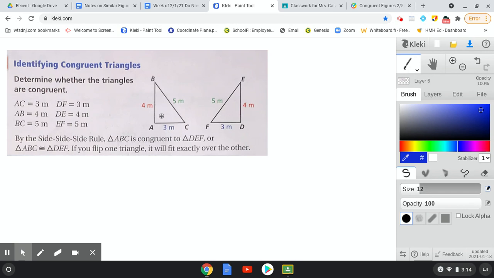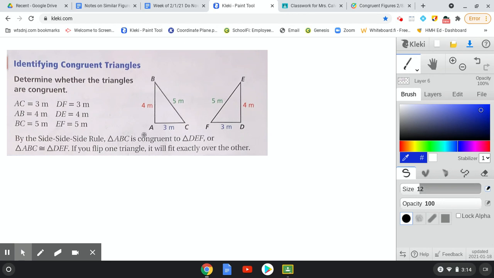So now this is what I was talking about in the video from the other day. These figures are not positioned the same way. If you see, this one is flipped compared to this triangle. So you have to make sure that you're looking at the correct corresponding sides and angles because they are not positioned in the same way.